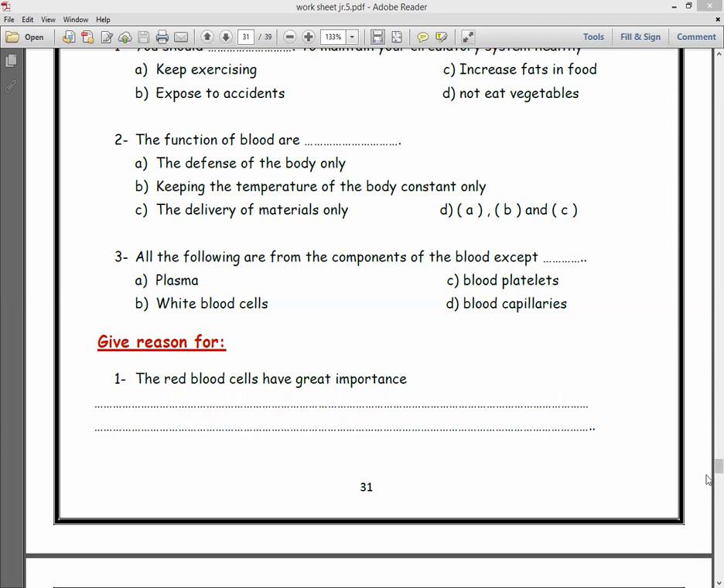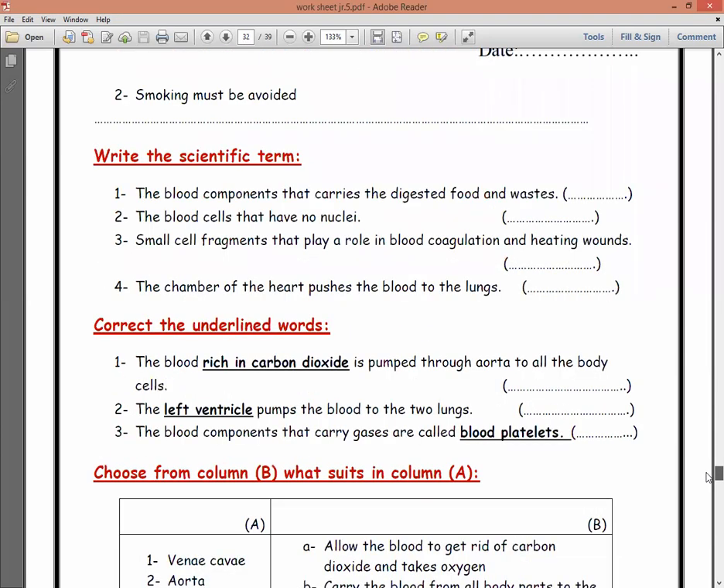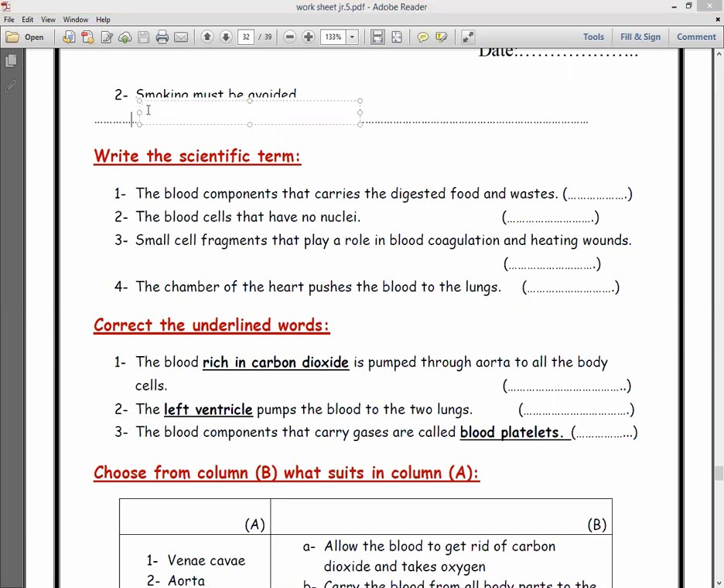Okay, next page 32. The smoking must be avoided. Why must smoking be avoided? To keep your circulatory system healthy. So we must avoid smoking to keep your circulatory system healthy.